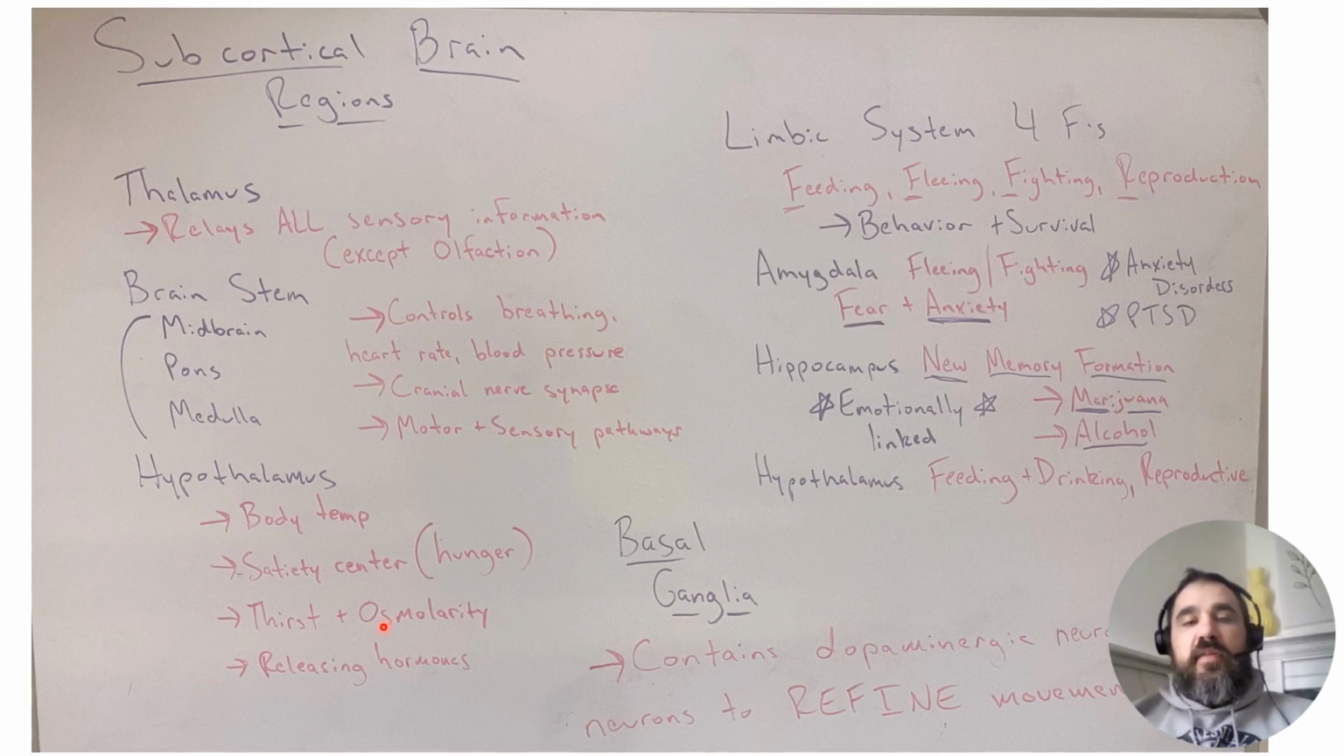So when you go through puberty, you get a big spike in something called gonadotropin releasing hormone, and that's going to cascade all the way down to the gonads and increase sex hormones.